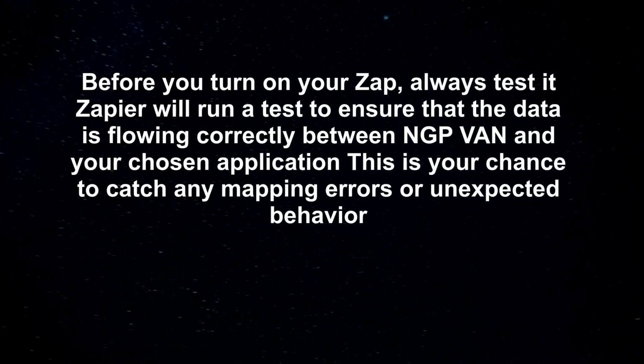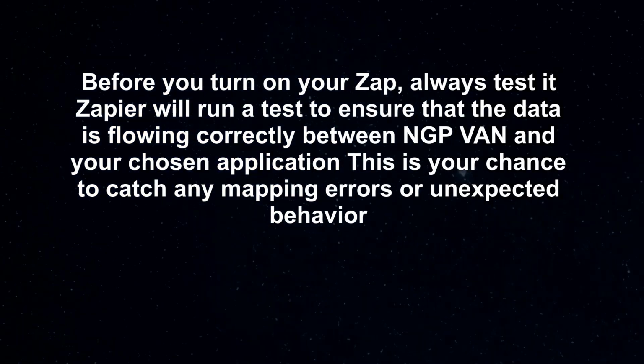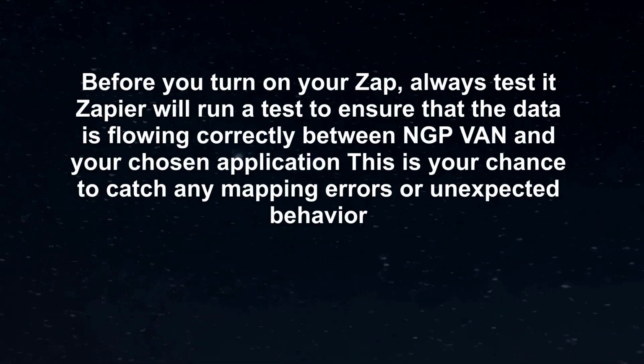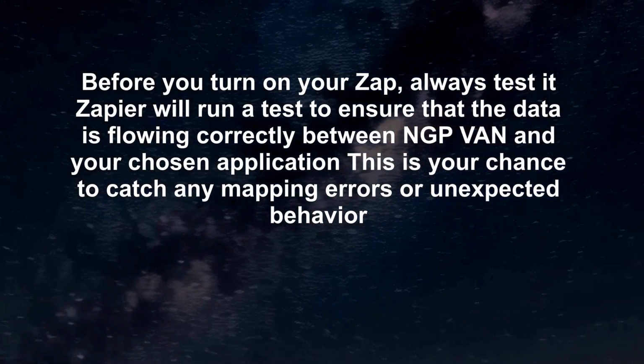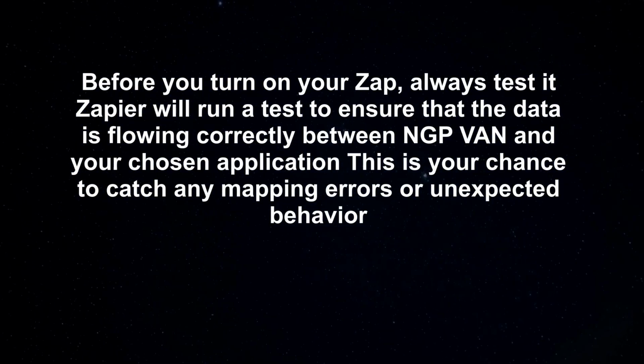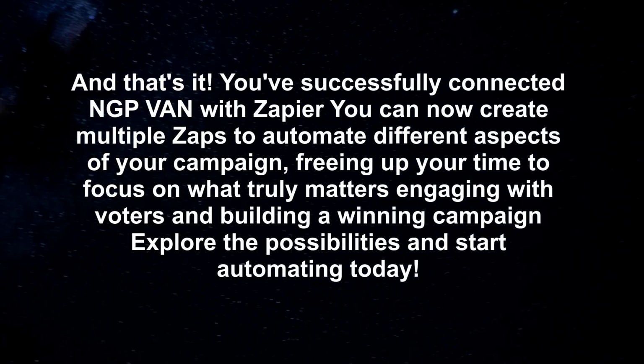Before you turn on your Zap, always test it. Zapier will run a test to ensure that the data is flowing correctly between NGP Van and your chosen application. This is your chance to catch any mapping errors or unexpected behavior. And that's it. You've successfully connected NGP Van with Zapier.